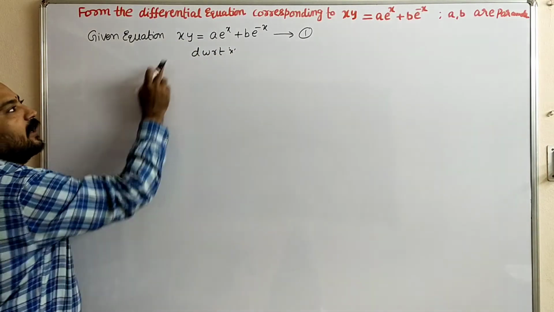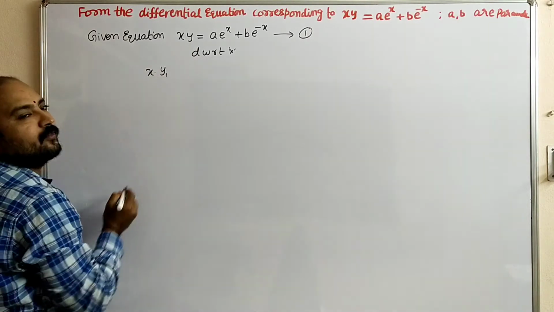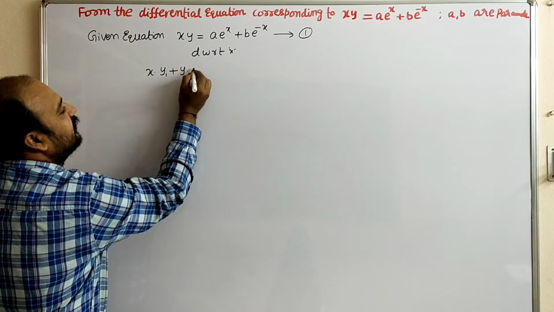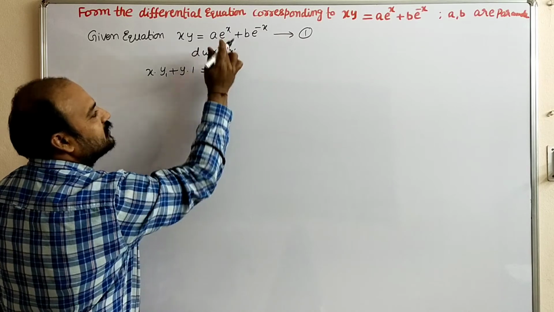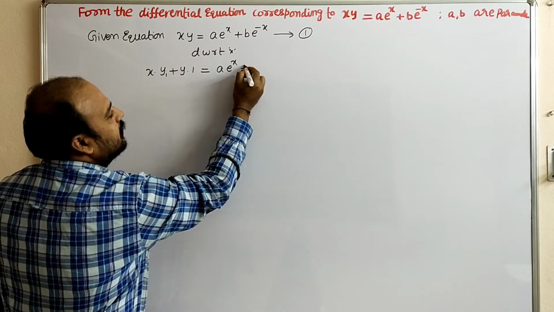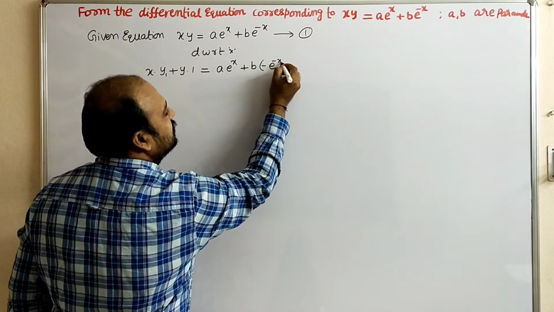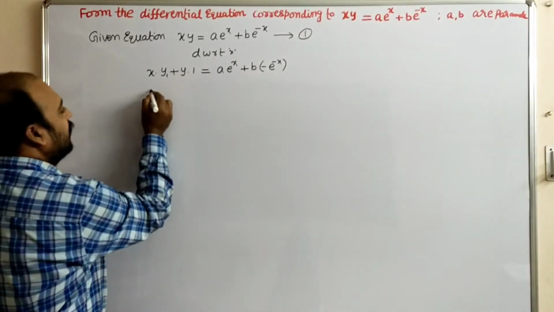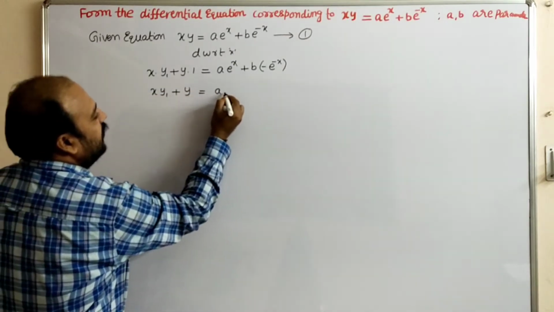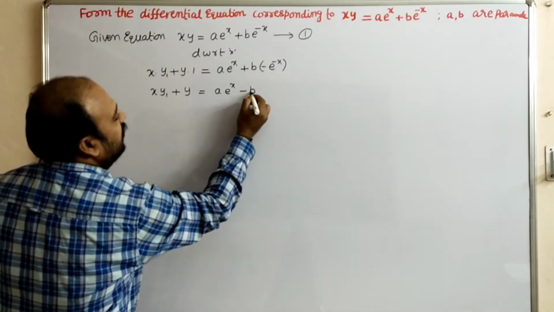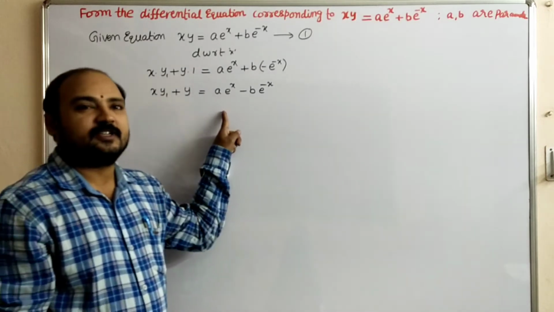UV formula here, x into y. X into y derivative is y1, plus y into x derivative, which is 1, equal to a into e^x derivative, which is e^x, plus b into e^(-x) derivative, which is minus e^(-x). So it becomes x y1 + y = a e^x - b e^(-x). First time differentiation is over.